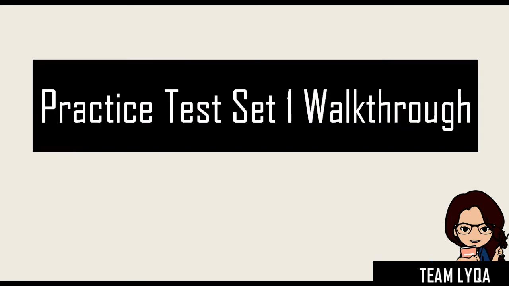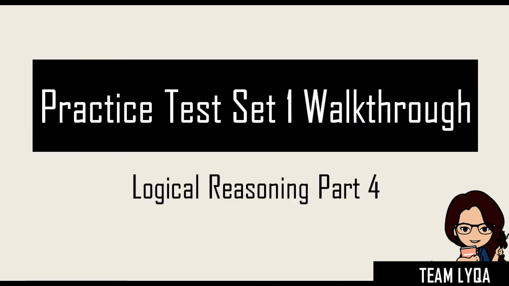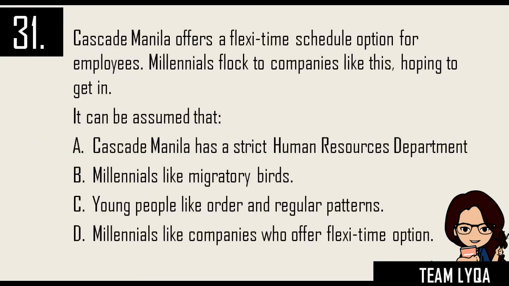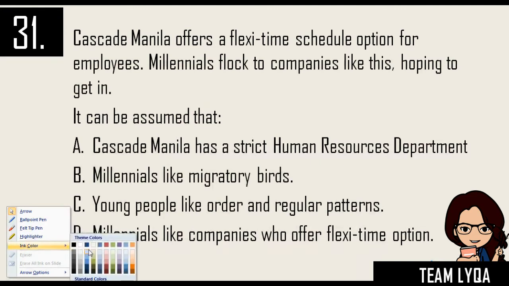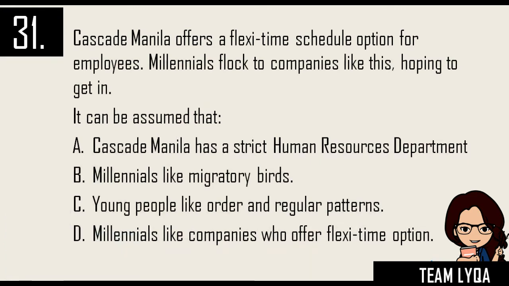Okay? So practice test set 1, walk through logical reasoning, analytical logical reasoning part 4. We're starting out with number 31. So yung number 31 is an assumption question. So pag nakita ninyo na merong it can be assumed that, or you can assume that, or a good assumption would be, anything na nakalagay assume, assumption ang hinahanap.